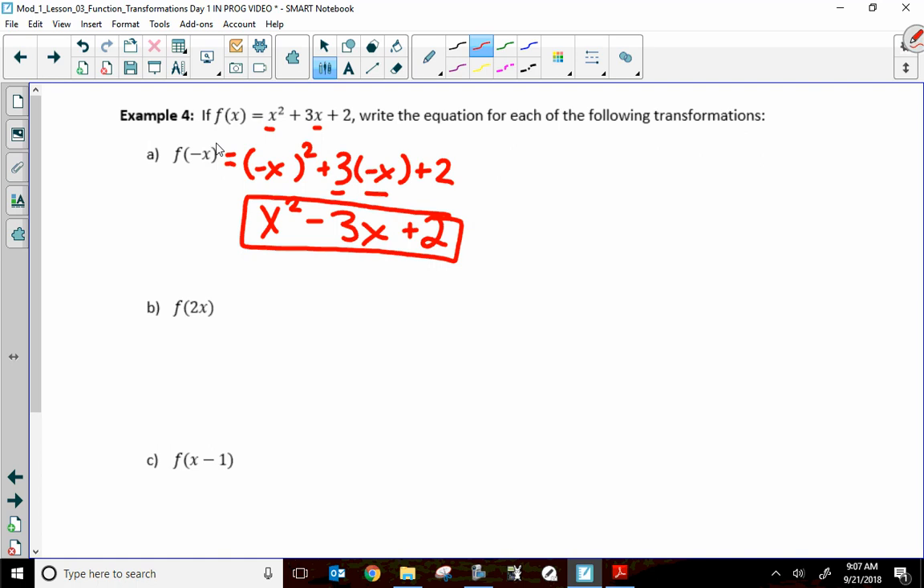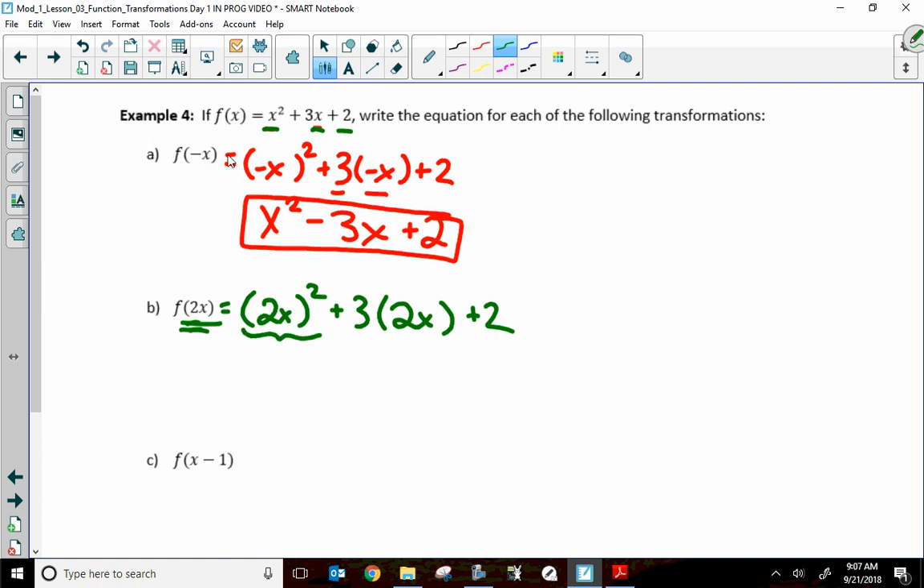That's all that is. They want you to rewrite the equation? We just did. All right? Now, what happens when I throw a 2x in? Well, I still have my original function. It's x squared plus 3 times whatever x is, plus 2. I've got to put a 2x in each one of those, okay?